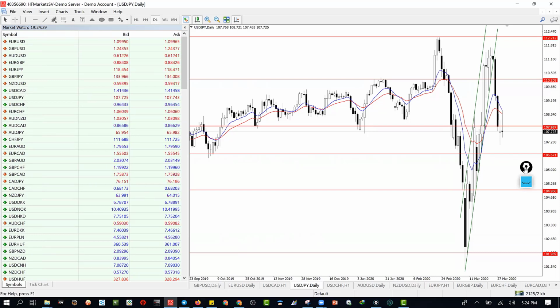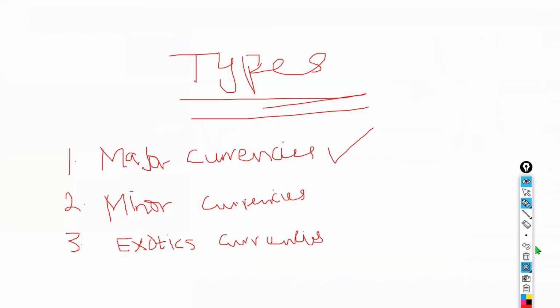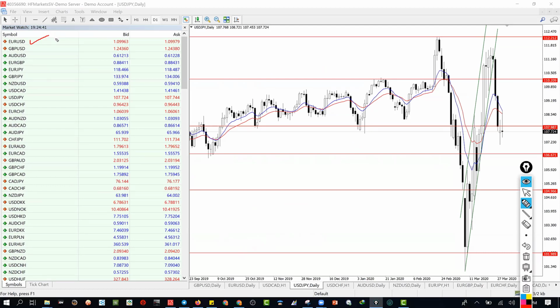We have the euro against the USD, which is one of the most traded currency pairs in the forex market. That is the euro currency pair. And the second, we have the British pound sterling against the USD. We have the Australian dollar against the USD. We have the euro, British pound sterling, the Australian dollar, the New Zealand dollar, the Japanese yen, the Canadian dollar, paired against the American dollar.